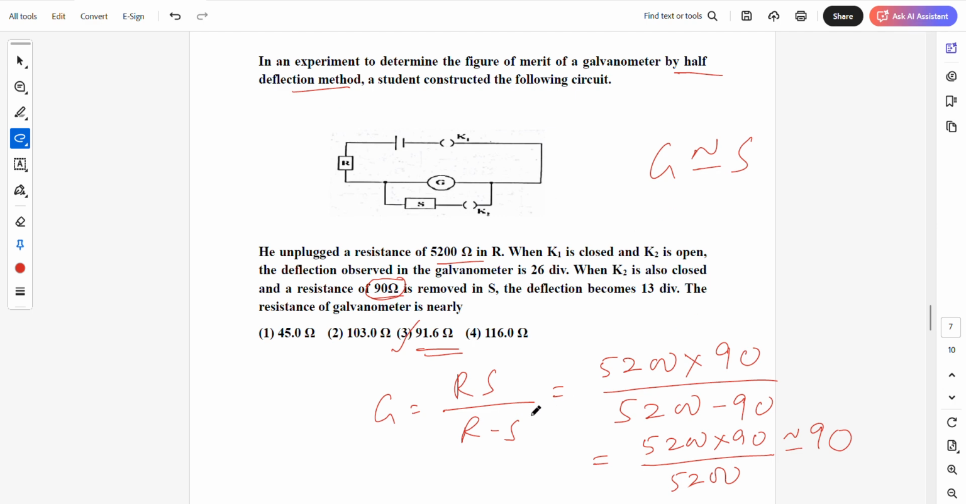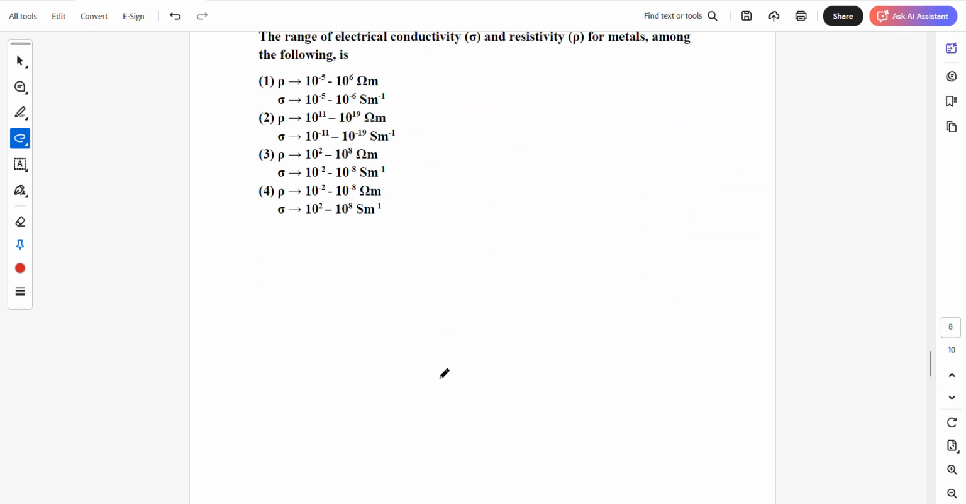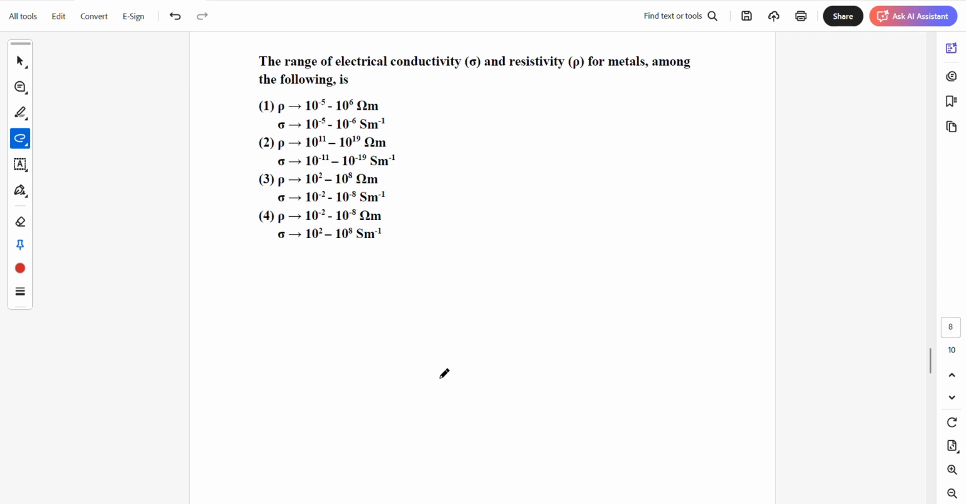Half deflection method. This is the formula. G is equal to R divided by R minus S. Now next problem. What is this? The range of electrical conductivity. The range of electrical conductivity, and this is resistivity for metals, among the following is.